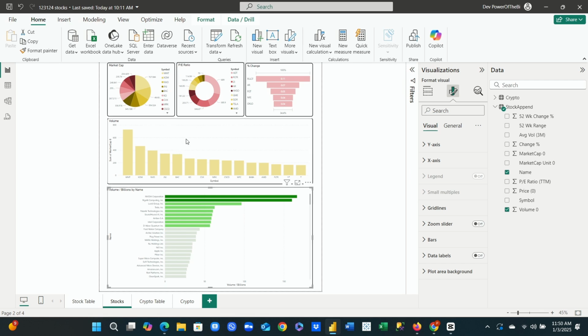And then here on the volume, we are looking at the top 15 stocks in symbols by volume. And when I say symbols by volume, the actual ticker is the only thing we see, and we're showing the volume. And then we're looking at the name.